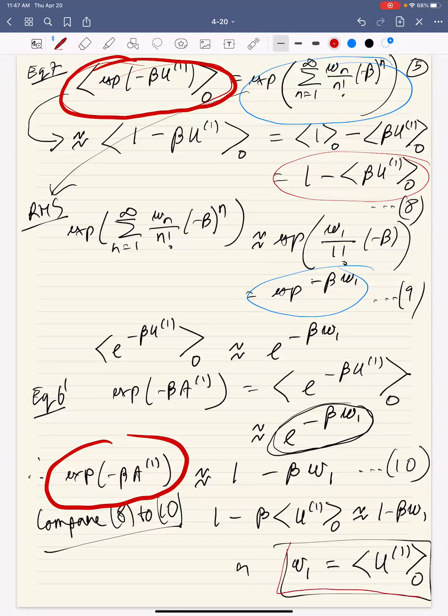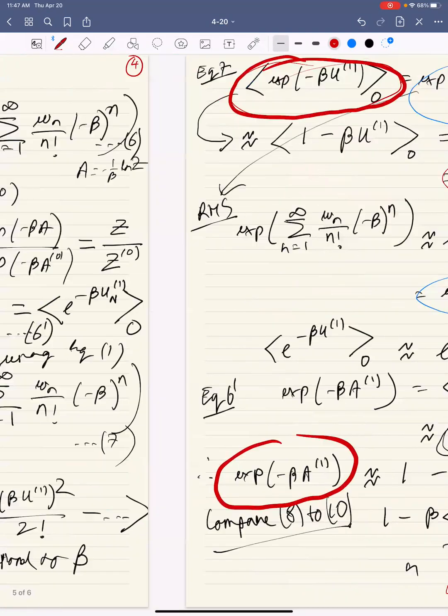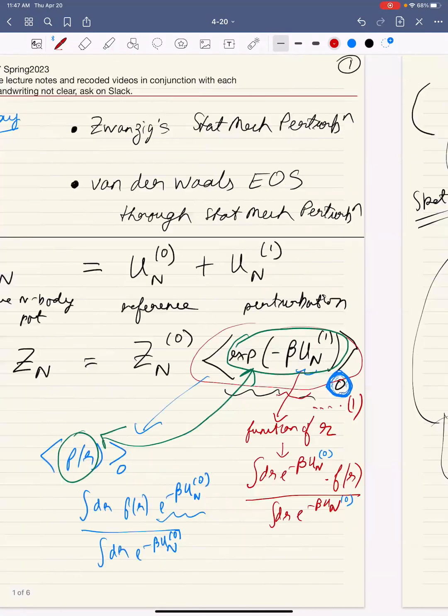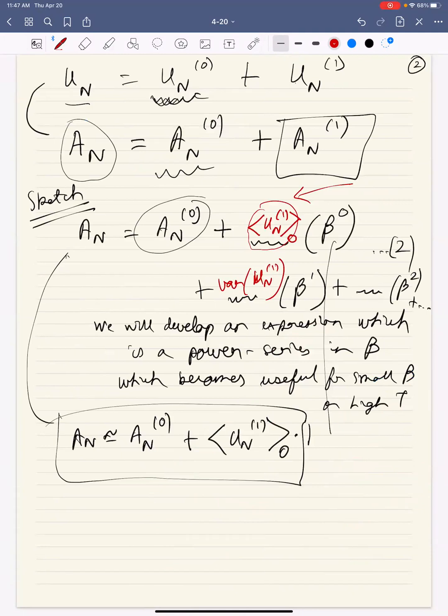So this is a bunch of algebra, but once again, what is more important is that you remember the spirit of what we did.